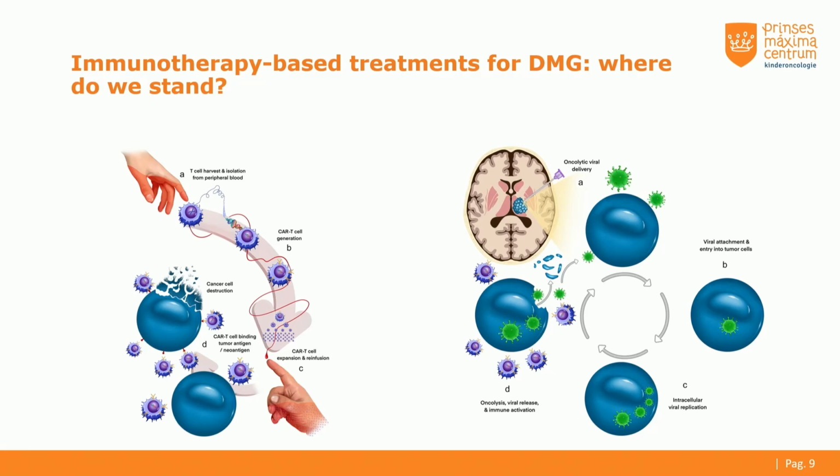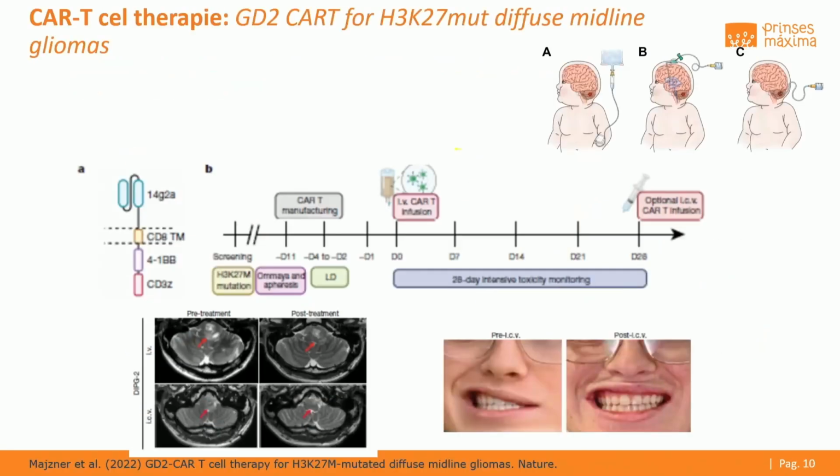There are much more, like checkpoint inhibition and vaccine trials, and this is obviously one of the most famous trials when it comes to immunotherapy and DMGs. GD2 is an antigen that is widely expressed on DMG cells and therefore a good target. And already some years ago, this was published in Nature, that we could efficiently produce CARs against GD2, and the 4 patients were published and they showed some responses.